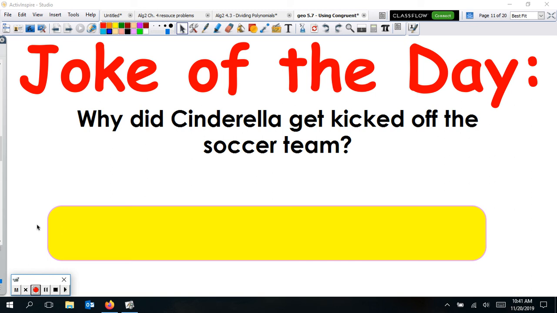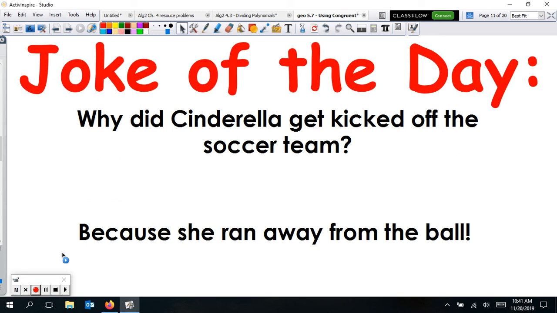Alright, so here's our joke of the day. Why did Cinderella get kicked off the soccer team? Well, because she ran away from the ball. That's not good in soccer. You're supposed to run towards the ball.